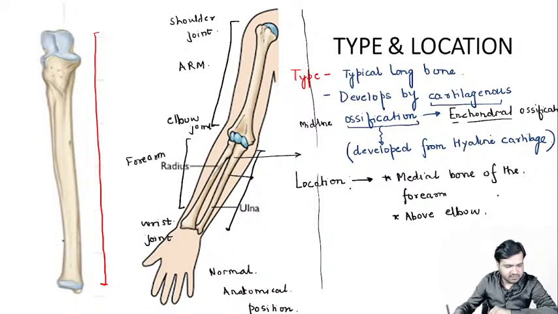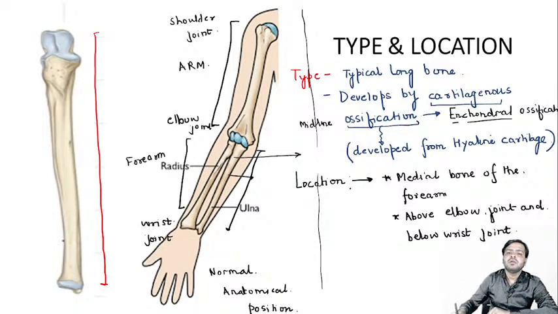Above you will find the elbow joint, and below you will find the wrist joint. So that is about the type and location.